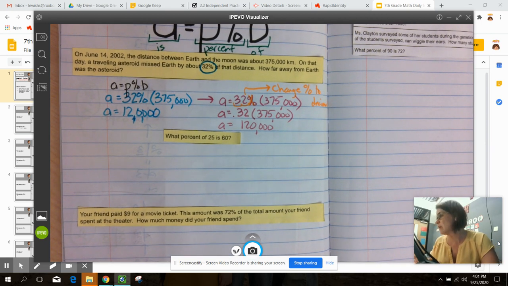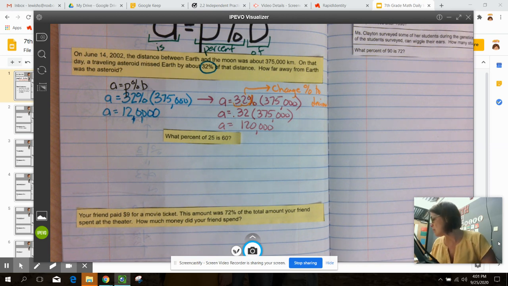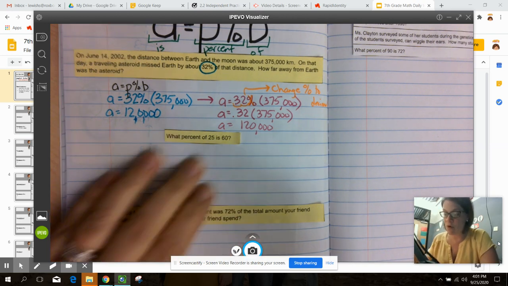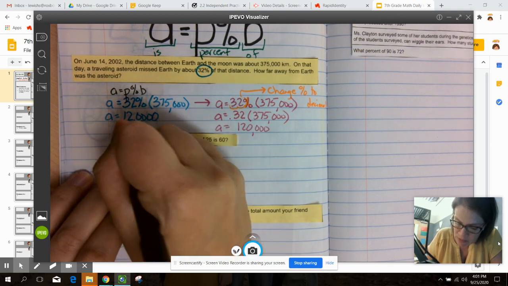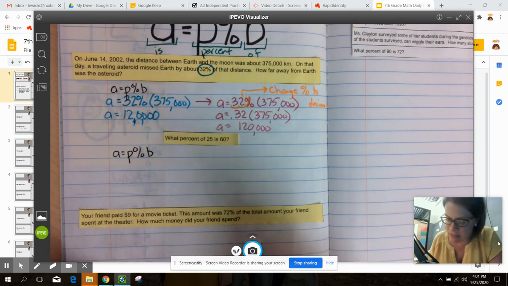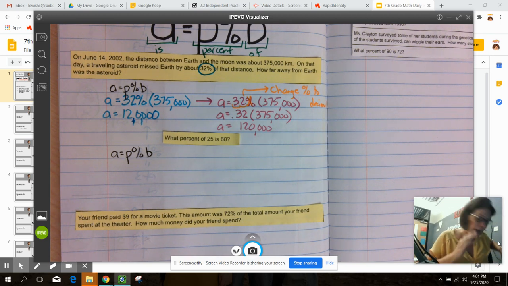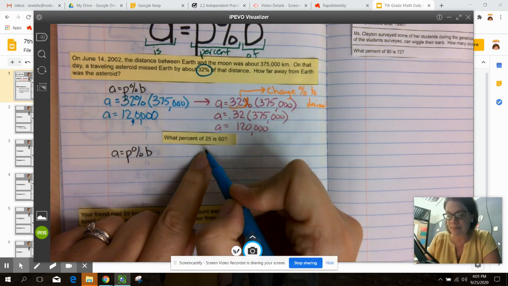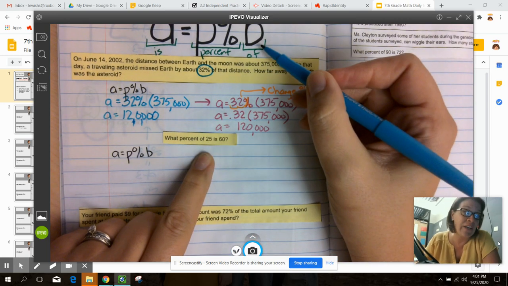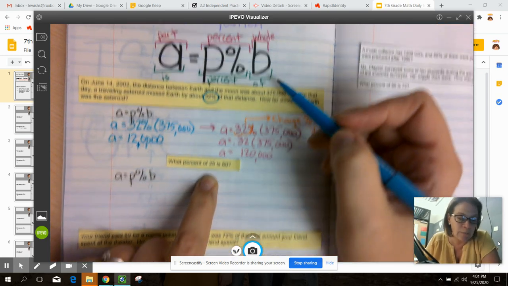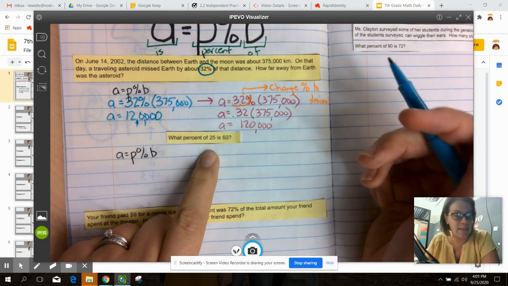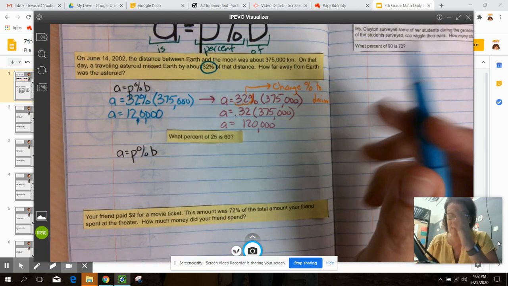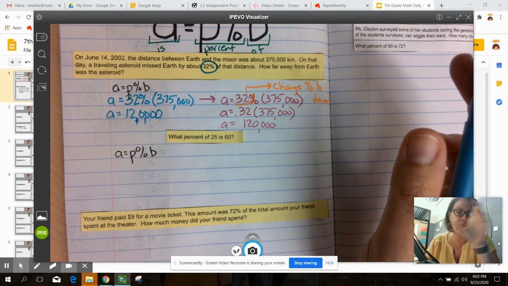All right, so I'm going to write my formula first. A equals P percent times B. Sorry, this pen's about to be crazy because it's about to die. So let's think about what we have. What percent? So we are looking for that percent this time. Of 25, we know "of" goes in here, okay, is 60. So the "is" part is up here on this side.